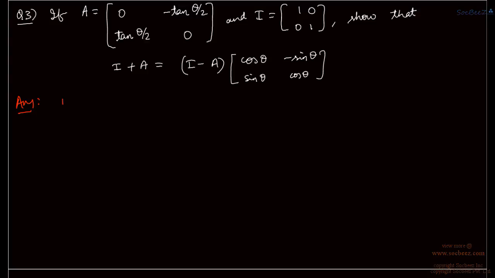So the RHS here is I minus A, into cos theta, minus sin theta, sin theta, cos theta. Now if you look at the question, actually you have tan theta by 2 in A. So that itself indicates that there has to be some kind of manipulation or some usage of trigonometry formulae.